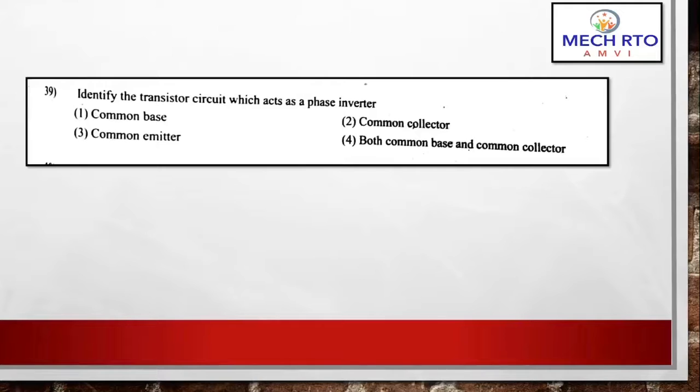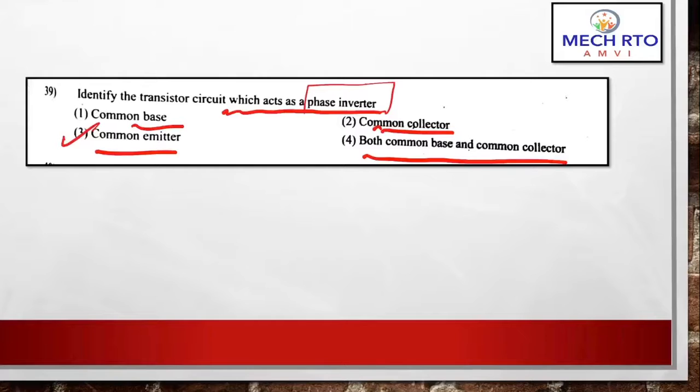Identify the transistor circuit which acts as a phase inverter. Options are common base, common collector, common emitter, both common base and common collector. So here the correct answer is common emitter, right? So what does this question mean? What is phase inversion? Phase inversion is basically a phase shift of 180 degrees between input and output signal, right? So that is what phase inversion means.